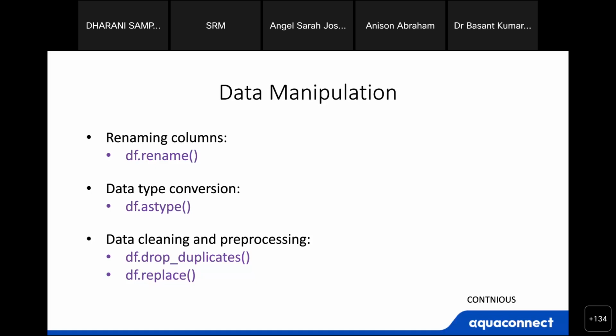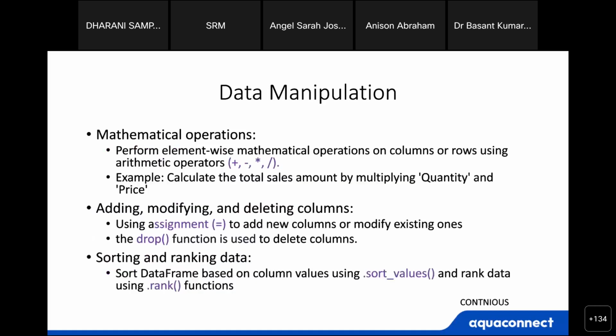Renaming a column is done by df.rename. We can use that for changing the column name, and to change the data types, df.astype is used. To clean the data, the drop_duplicates function is used to drop the duplicate values, and df.replace is used to replace an existing value with other data.